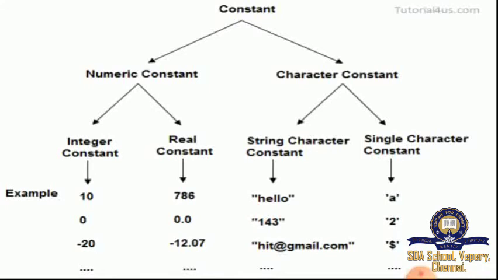Example for integer constant can be 10, 0, minus 20. Example for real constant can be 786.0, 0.0, minus 12.07. Example for single character constant can be single quotation with A, 2. Example for string character constant can be "hello", "143@gmail.com", which starts and ends with double quotation, whereas single character constant starts and ends with single quotation marks.